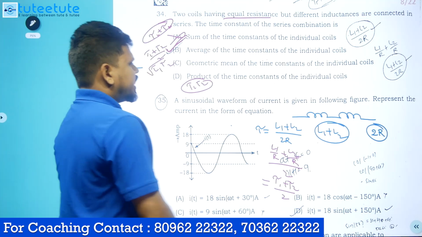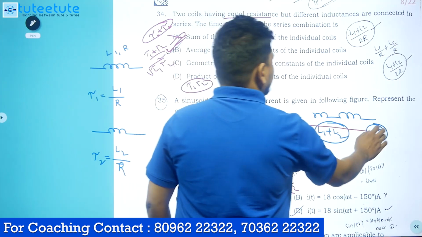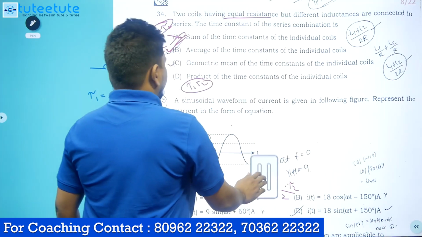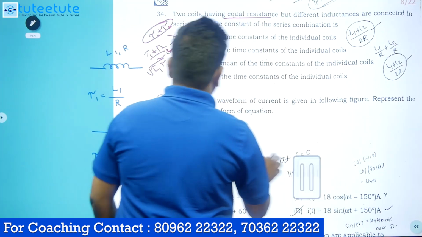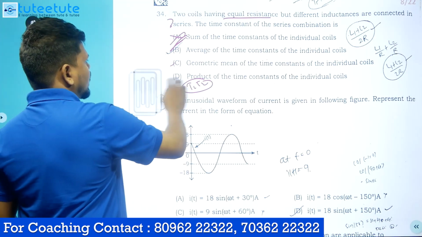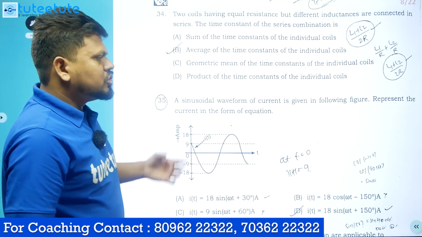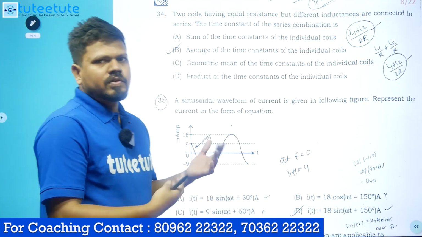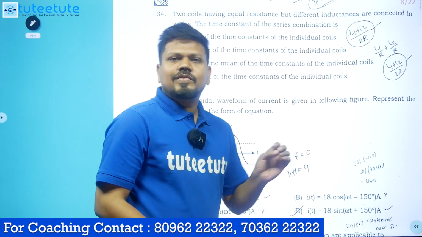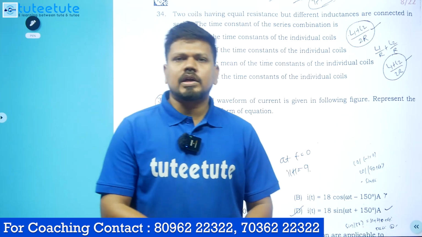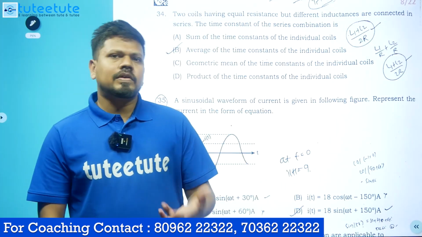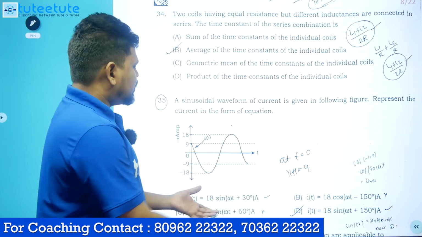Next question. The sinusoidal waveform of a current is given in the following figure. Represent the current in the form of an equation. They have given the current waveform, and we have to represent it in terms of an equation. For this model of questions, if you don't follow any procedure, you will get the answer within seconds. If you check with a particular procedure, you will take more time. That's why I'm coming with the options.